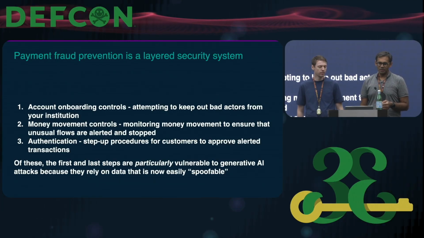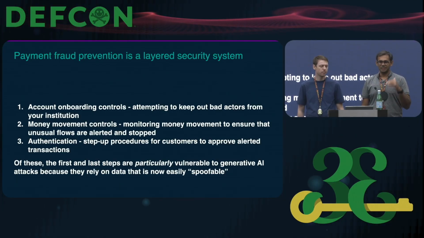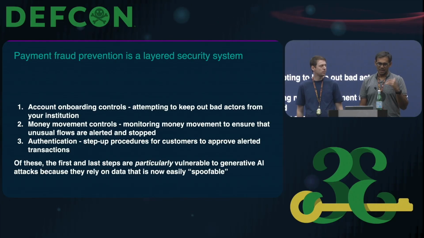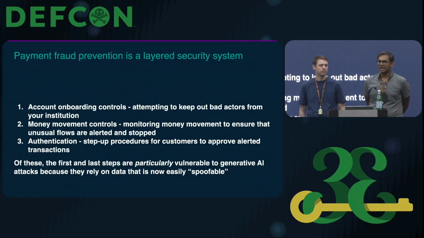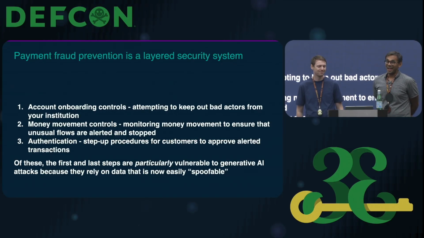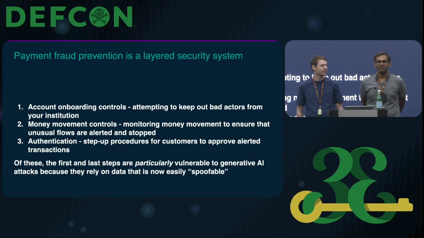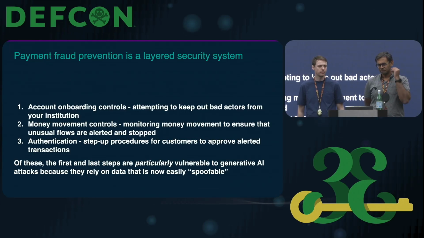Of these, the first and the last, the account onboarding controls and the authentication controls, are particularly vulnerable for two reasons. What's happened is that people don't go into bank branches anymore, and if you make people go to bank branches, they tend to leave your bank. I haven't been to my bank in over 5 years, and especially since COVID, I think this trend has really accelerated. Everyone wants everything to be digital. I want it now, on my smartphone. And that's the first thing.